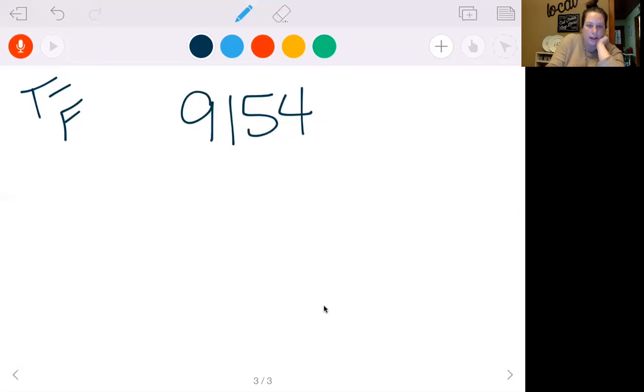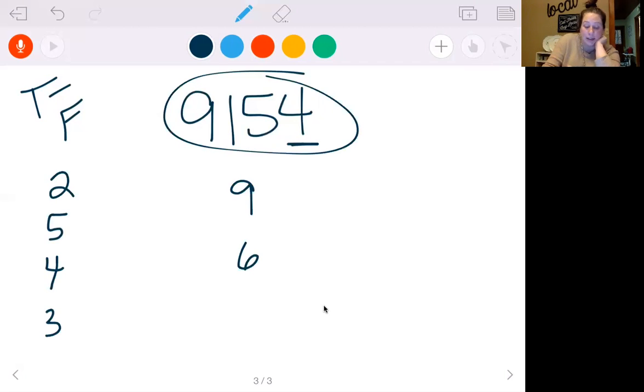I'm going to make my list of 2, 5, 4, 3, 9, and 6. Okay, so by now you should be starting to kind of memorize these rules. If I can divide this number by 2, it would end in an even number, and it does. So I'm going to put a check mark by 2. What I'm saying is I can divide 9,154 by 2 because it ends in an even number. You don't have to divide it. All you have to do is tell me yes or no.